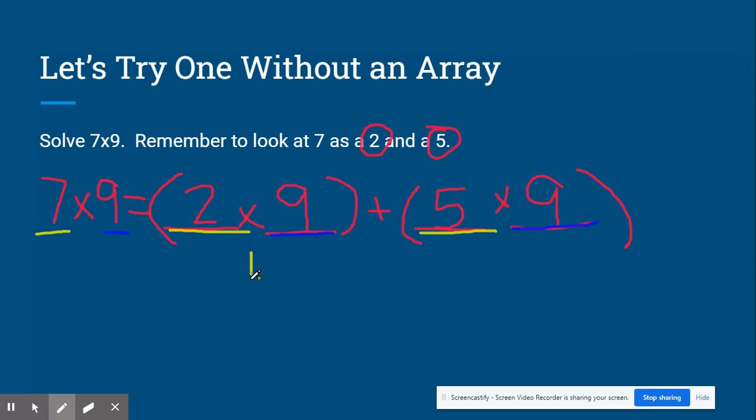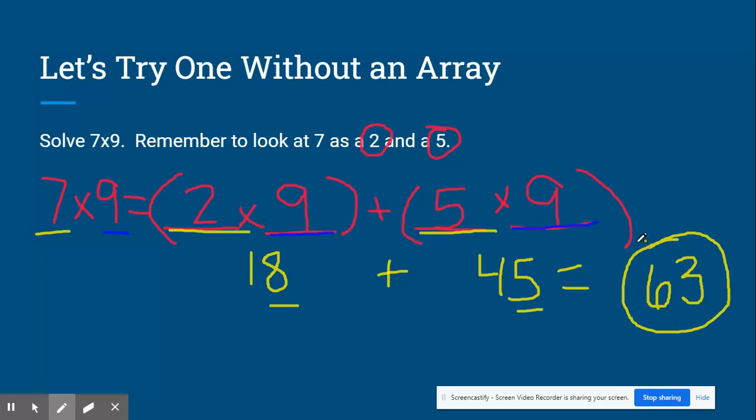2 times 9 is 18. 5 times 9 is 45. Of course, you are combining because of that plus sign. You're bringing the two arrays together. So be careful when you are adding these because there is some regrouping. If you notice, when you're going to put that 5 and 8 together, it is going to be greater than 10. So 5 plus 8 is 13. So you're going to put that 3 down in the ones place. You have 4 tens, 1 ten, and then the other 10 from the 13, which is going to be 60 or 6 tens. So your answer is 63.